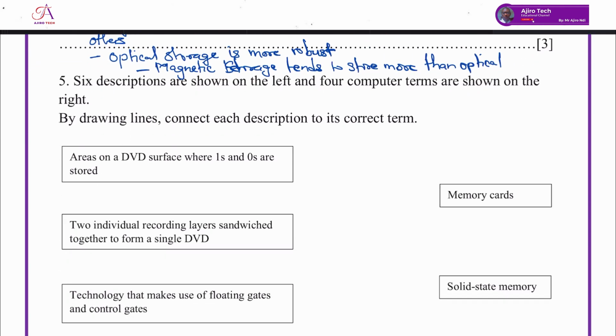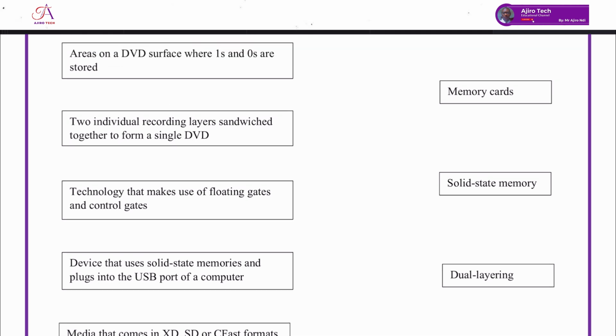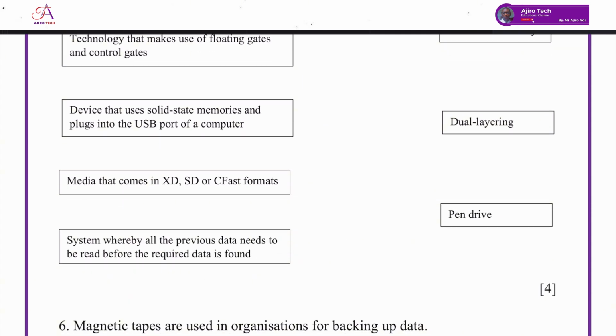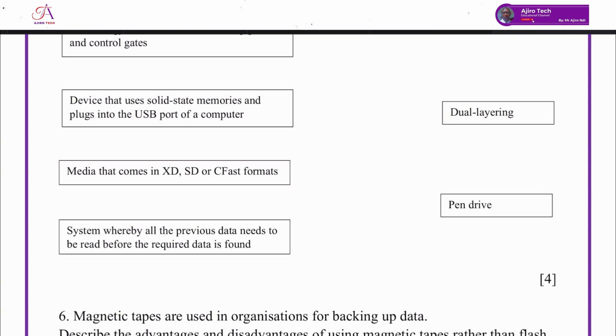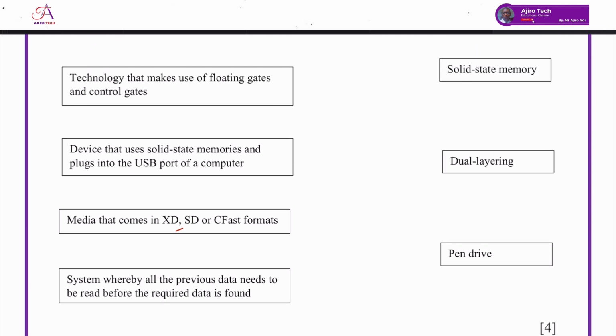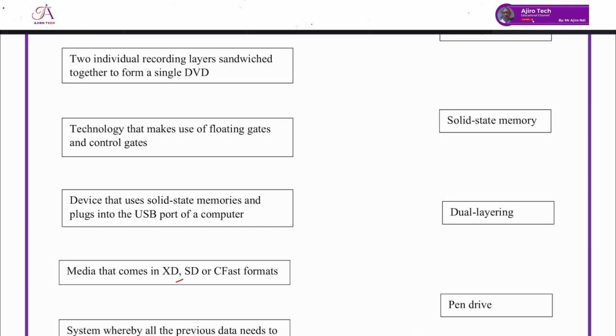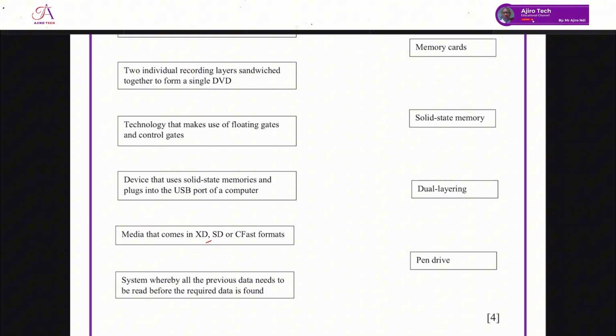Six descriptions are shown on the left and four computer terms are shown on the right. By drawing lines, connect each description to its correct term. So let's do that. I'm going to use different colors. Let me use red first for memory cards. Media that comes in XD, SD, and CF: the XD talks about extreme digital, SD talks about secure digital, and CF talks about compact flash card. So I have the memory card.